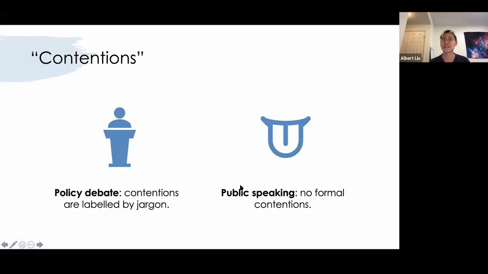Now, when it comes to contentions, so contentions for policy debate or a main body paragraph for public speaking, in policy, contentions are labeled by jargon, like, our contention one is inherency, our contention two is the plan text, our contention three is advantages.